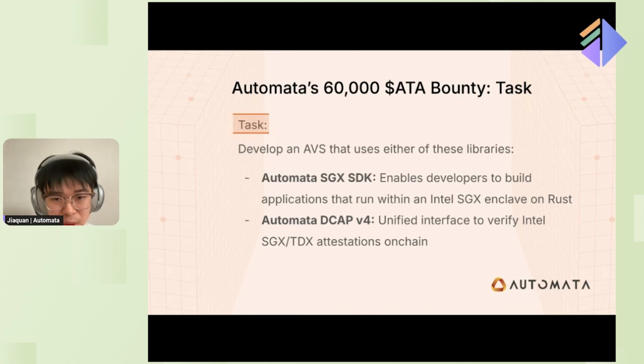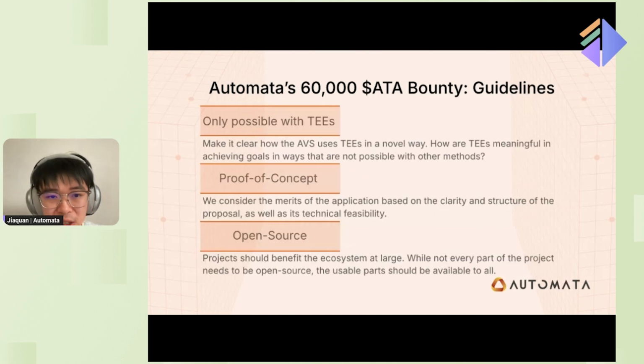It also supports two verification modes for the Intel DCAP attestation, the native route and the proof aggregation route, using RISC Zero to speed up and optimize the gas cost on chain. And it would directly use the code verification on chain for some economic security. And here are the guidelines that we are looking for in these AVSthons.